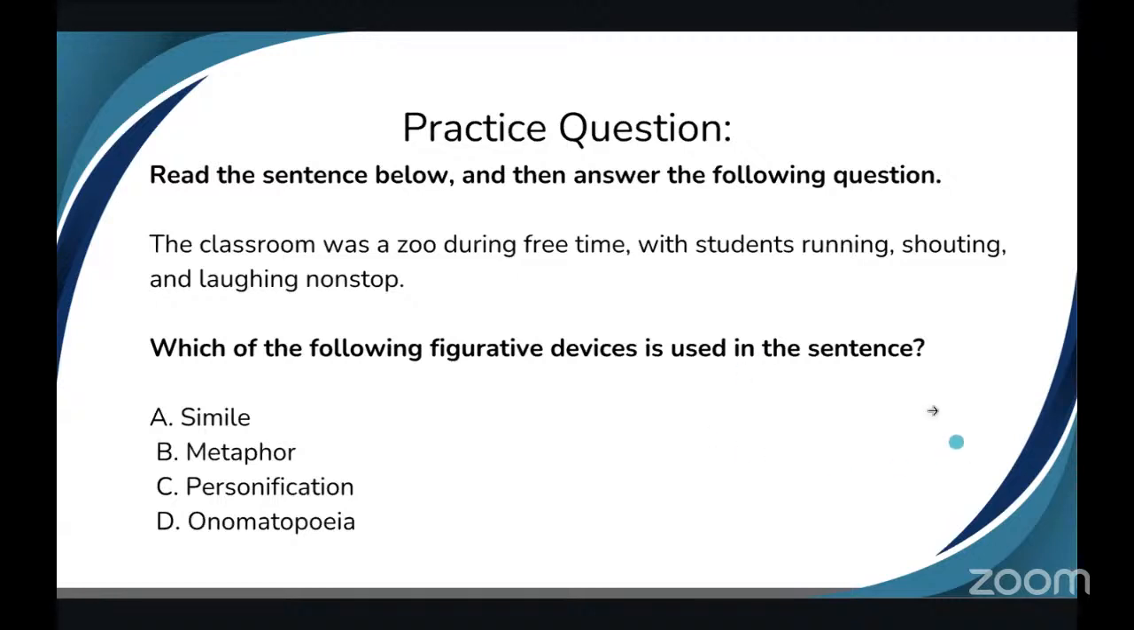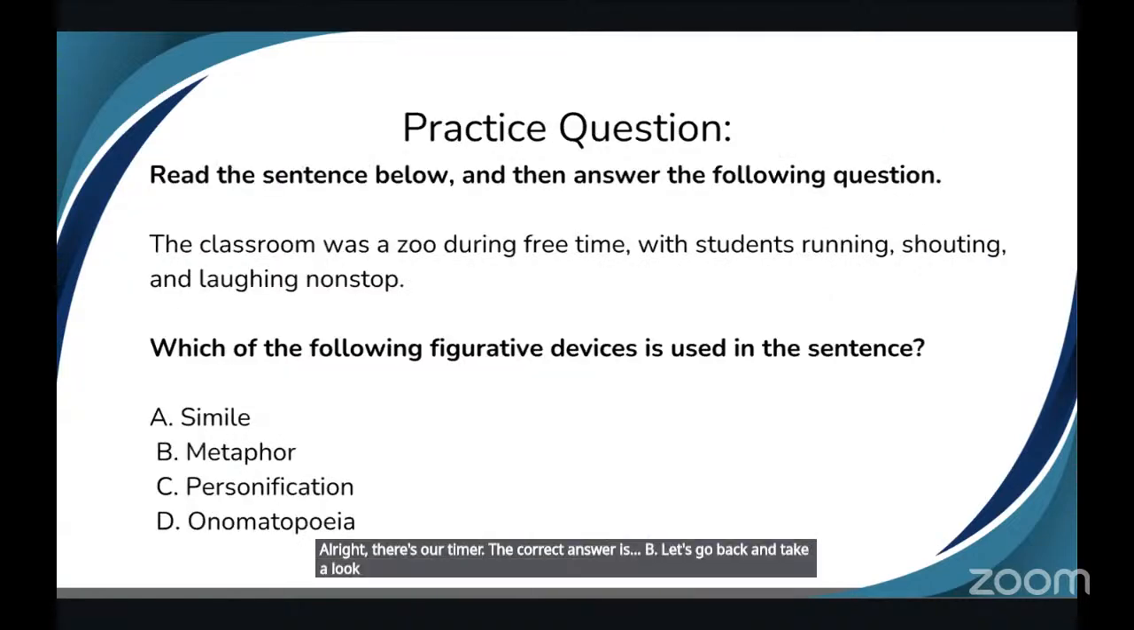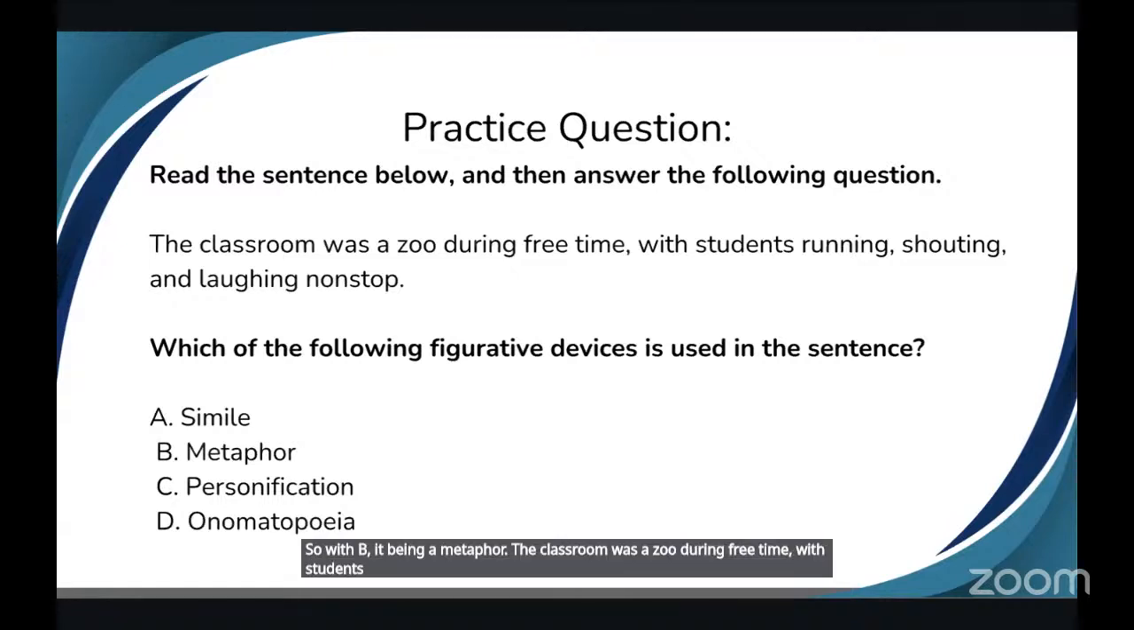All right, there's our timer. The correct answer is B. Let's go back and take a look at it. So with B, it being a metaphor, the classroom was a zoo during free time, with students running, shouting, and laughing nonstop. So again, we're making that comparison, but this time we're not using the word like or as. Good job.